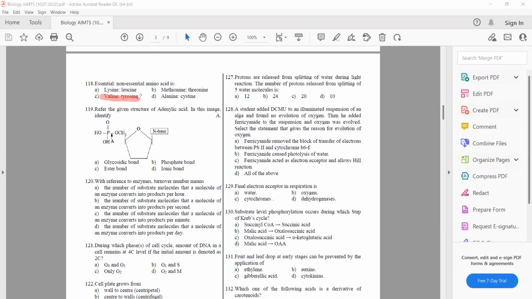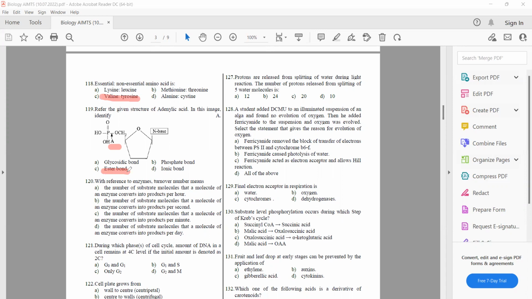119, they have given you the image of adenylic acid. You can see the deoxyribose sugar is there, the nitrogenous base is there, and the phosphate group is also there. In this image, we are supposed to identify the bond which is present between the phosphate group and the deoxyribose sugar. So the bond is an ester bond. The bond present between the sugar and the phosphate is the phosphoester bond.